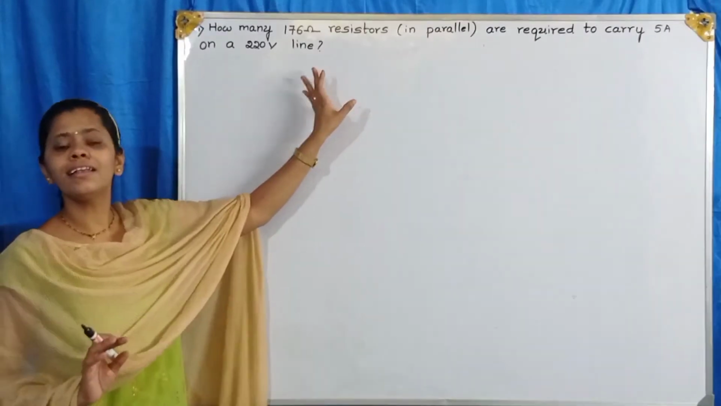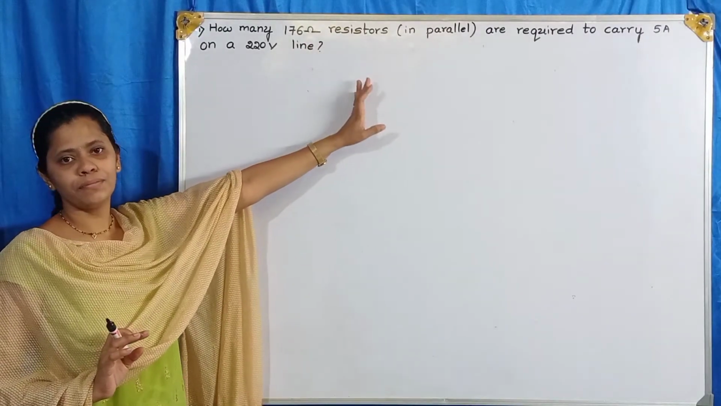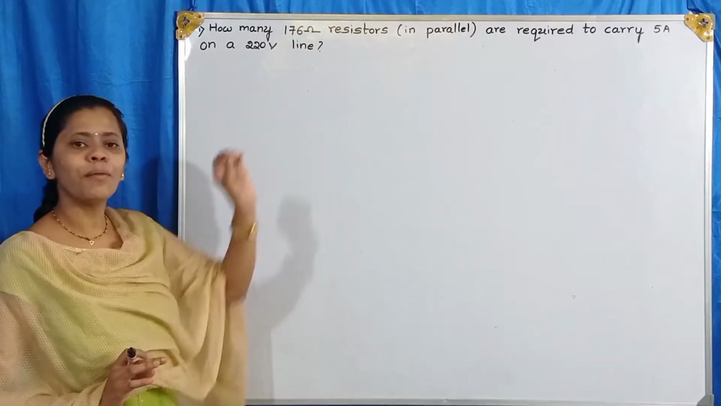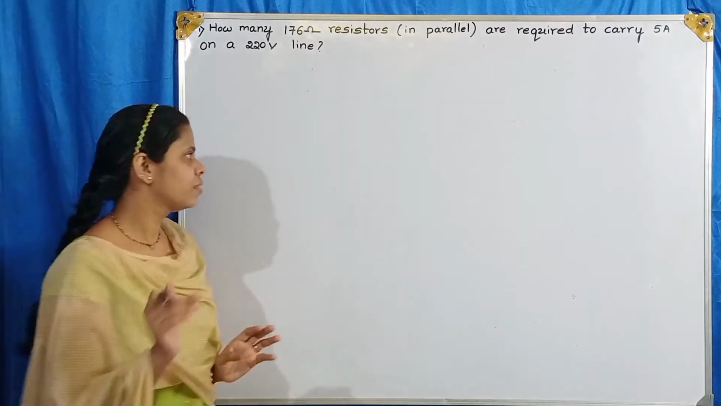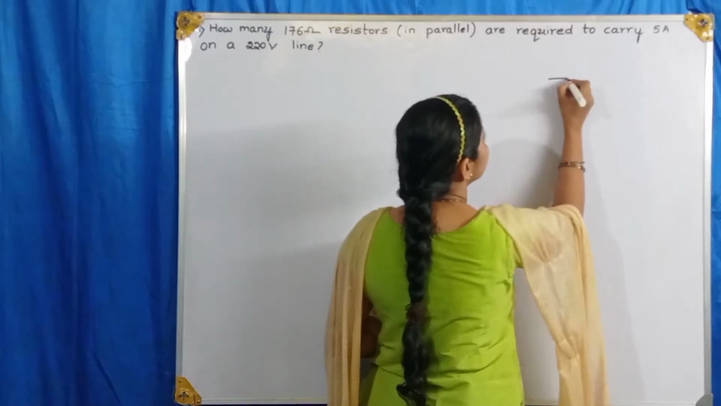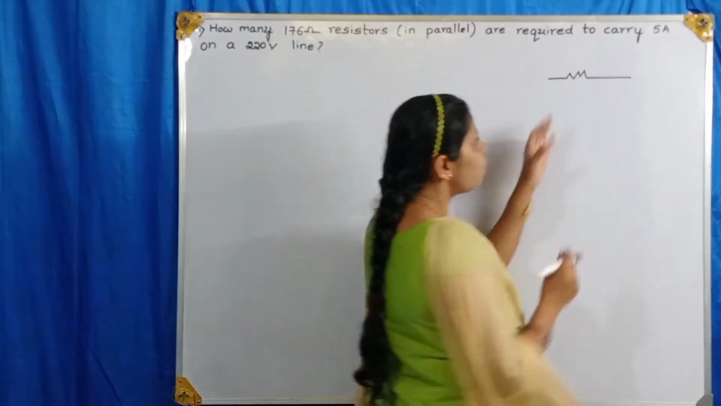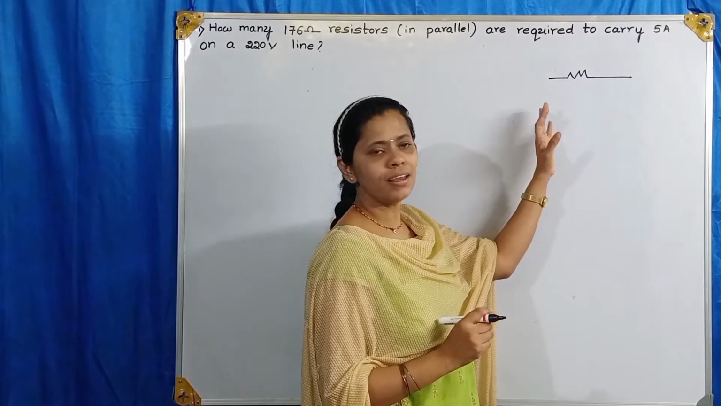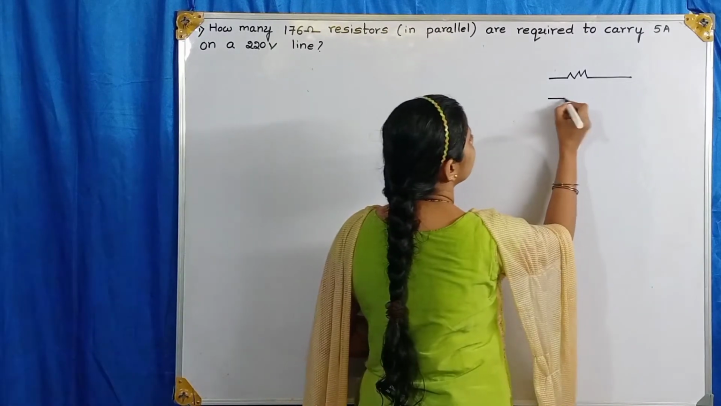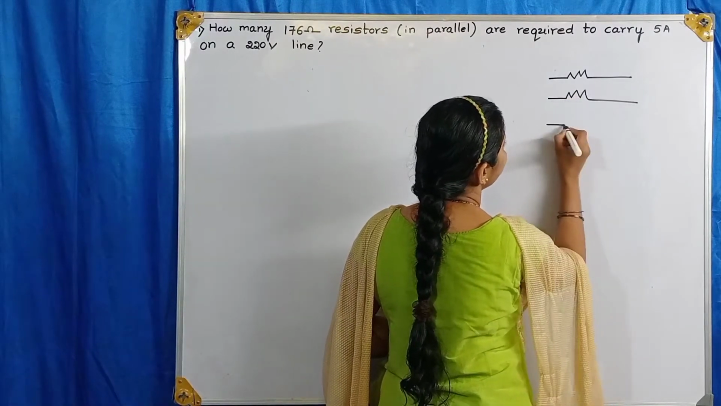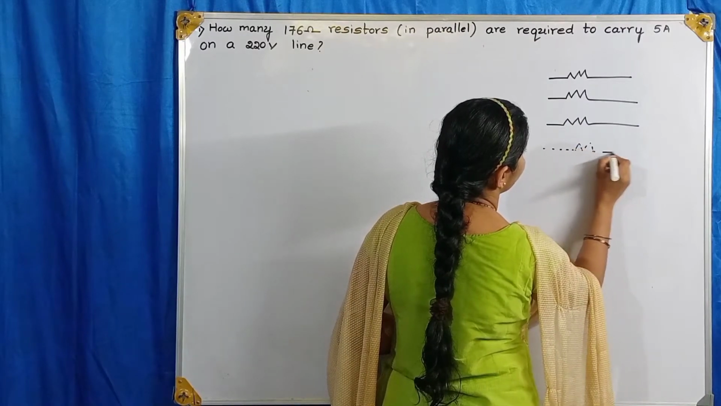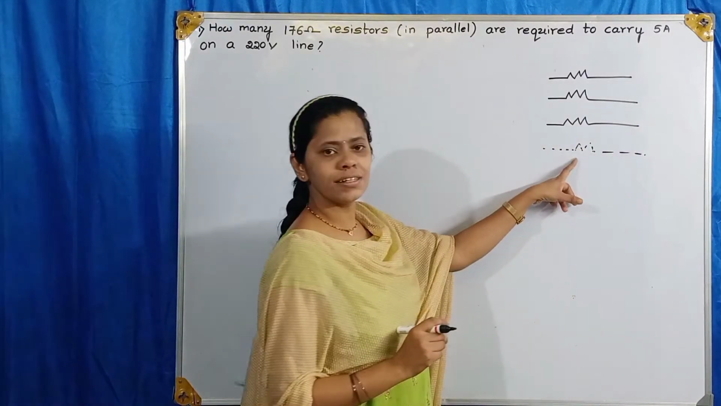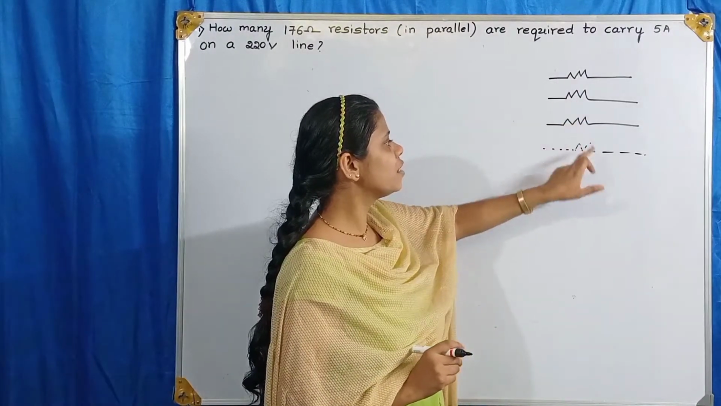This question is slightly different from other questions because here the number of resistors used in a circuit is not given in the problem. Means, see here, we don't know how many resistors are used in a circuit. So, this is n number of resistors used in a circuit.